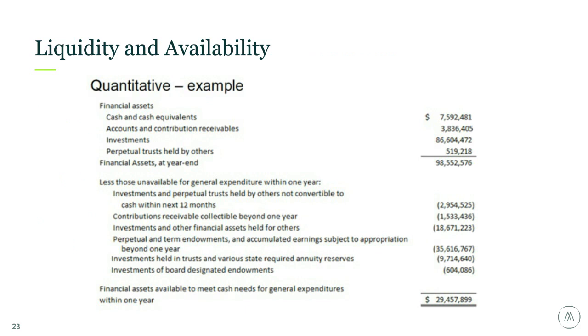Here is an example of a disclosure in which the entity begins with disclosing all financial assets. This ties back to the statement of financial position. Then you'll see that they're removing those assets that are unavailable for general expenditure in the next year. We start with $98 million and then reduce those assets for such items as investments held in trust with others, long-term receivables, endowments, and board-designated endowments. These are all assets that are not available to the organization in the next 12 months. You'll see then we get down to the financial assets available to meet those cash needs for general expenditure within 1 year of $29 million.